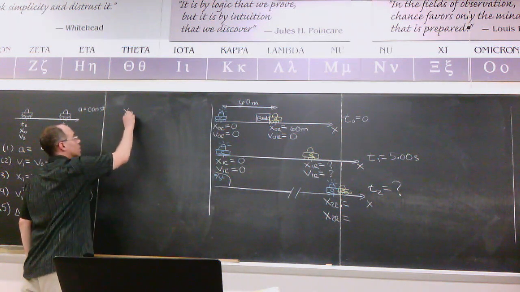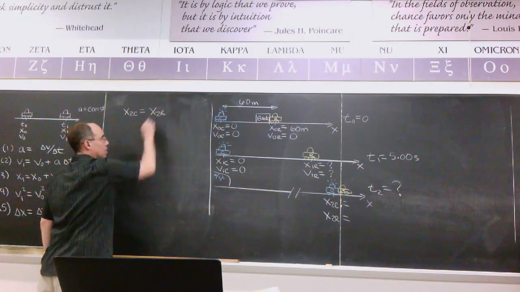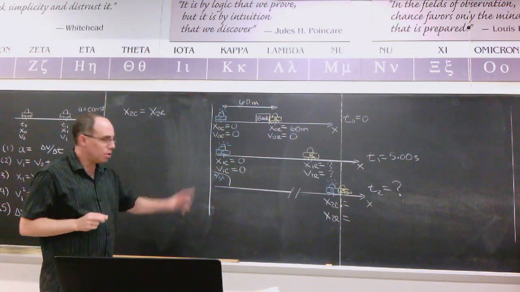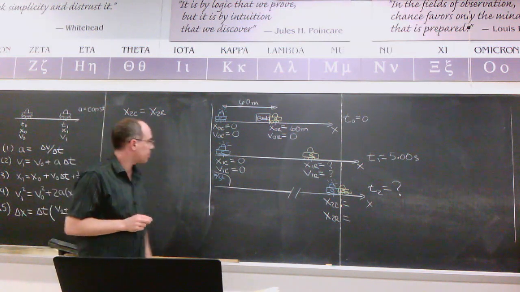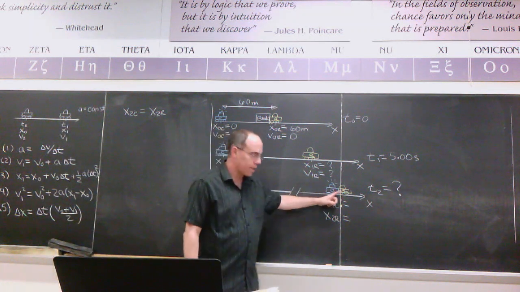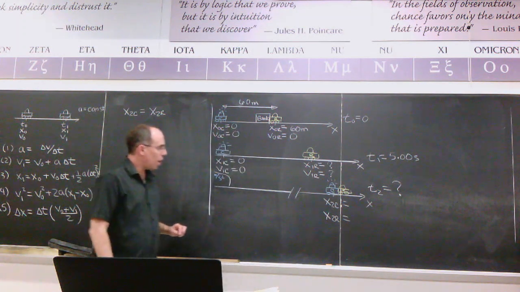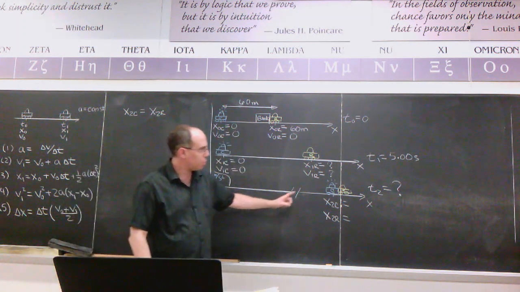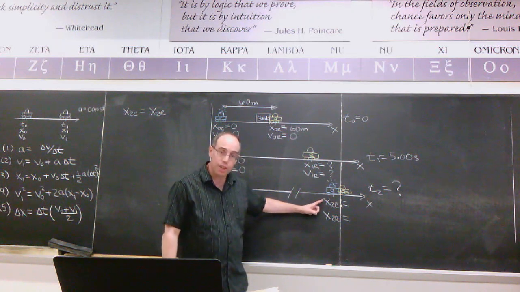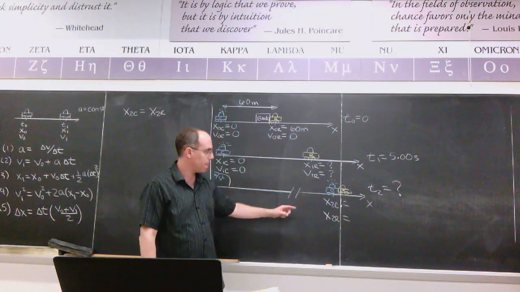Here's the idea. We have x2 cops equals x2 robbers. That's how we know the cops catch the robbers, that the positions are equal. So how can we use that to solve the problem? Well, we know that the time when the cops catch the robbers is time 2. We defined it as such. So how about we express the final position of the cops in terms of the final time, t2.